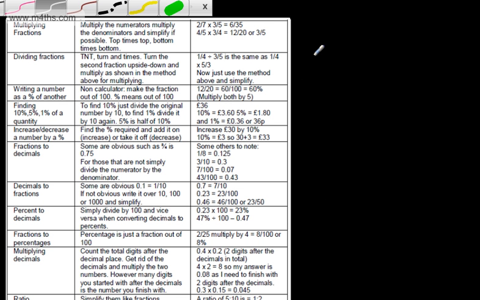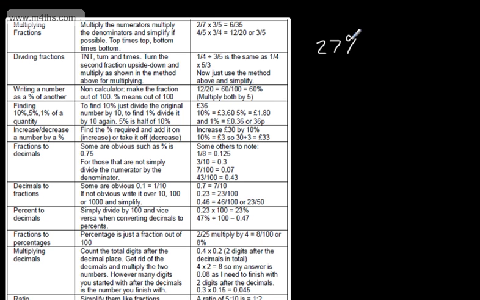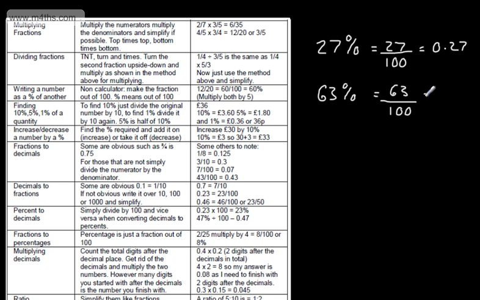So if you think about this now, if I've got 27%, this is equal to 27 100ths as a fraction, or we can say now that this is 0.27 as a decimal. So if I had 63%, this would be now 63 of 100 as a fraction, and as a decimal it would be 0.63.